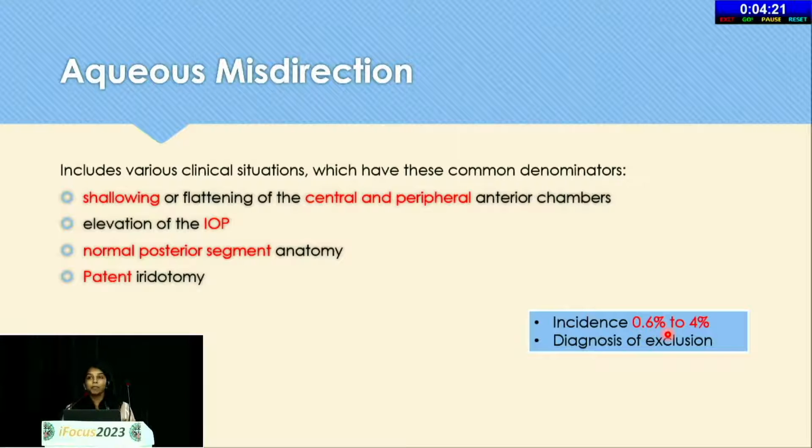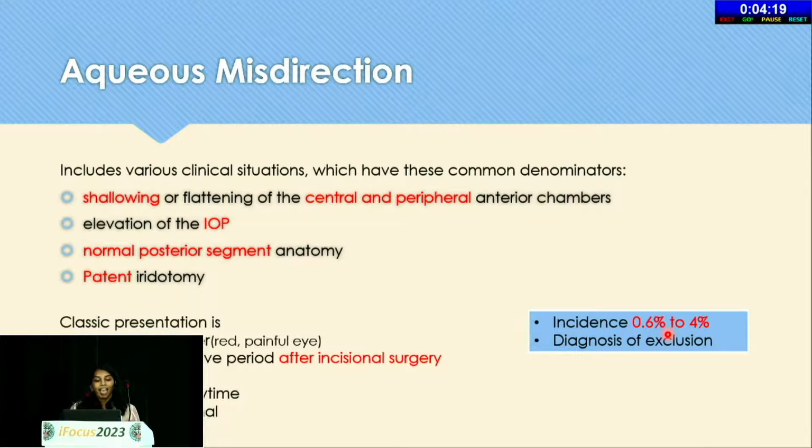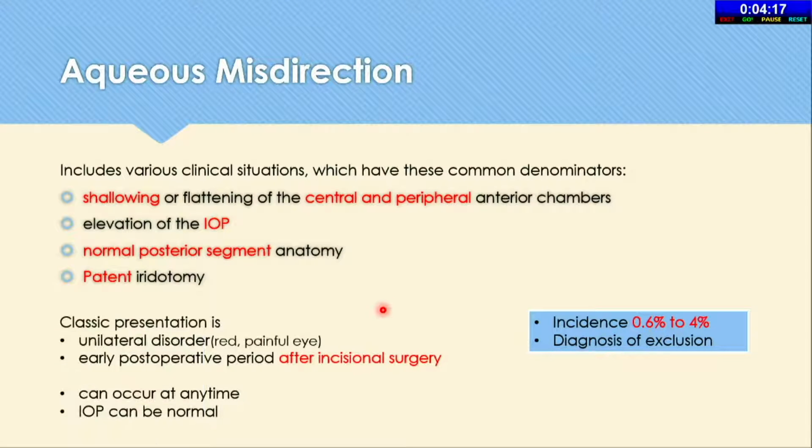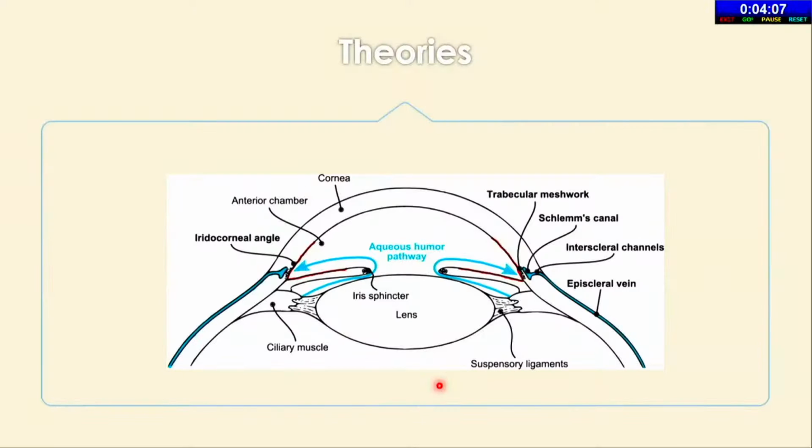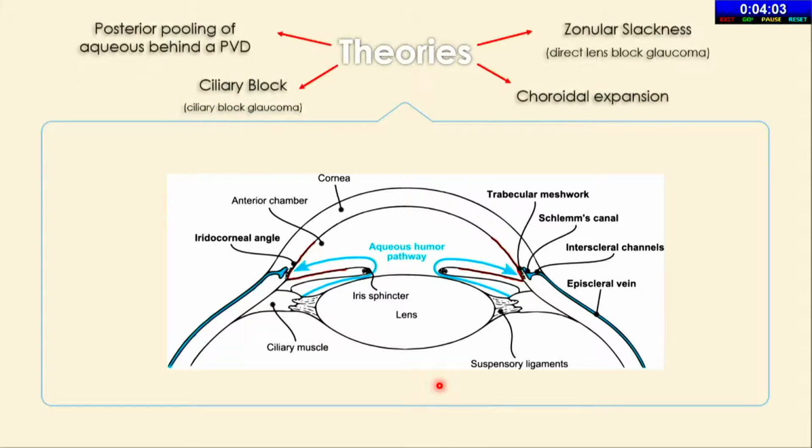It occurs in only 0.6 to 4%. And its classical presentation is a unilateral painful red eye in the early post-operative period, usually after incisional surgeries. However, it can occur at any time, and the IOP can be normal. So there are several theories put forward as to why this happens, which give it several names.